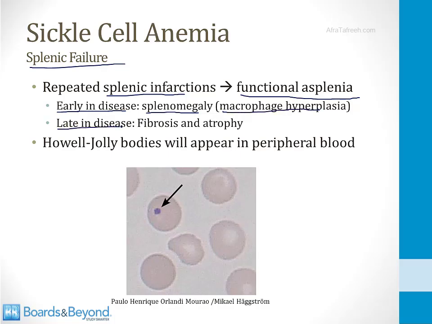However, as the disease progresses and vaso-occlusive episodes occur, the spleen becomes infarcted and fibrosis and atrophy will develop, and therefore the spleen will stop functioning. And a classic finding in the peripheral smear of patients with sickle cell anemia, in addition to the sickle cells, is the presence of Howell-Jolly bodies. This is a picture of one shown on the screen, and these are found in the peripheral blood smear of patients who lack a functional spleen.